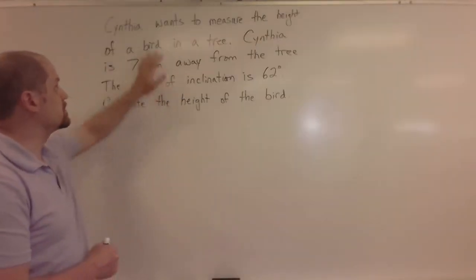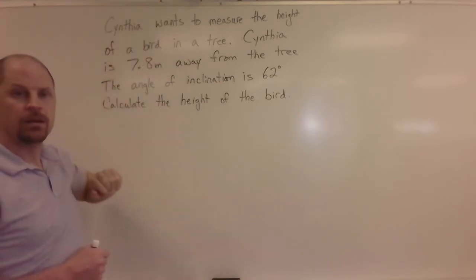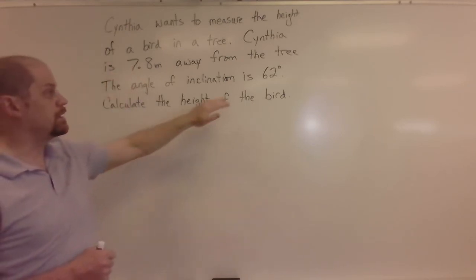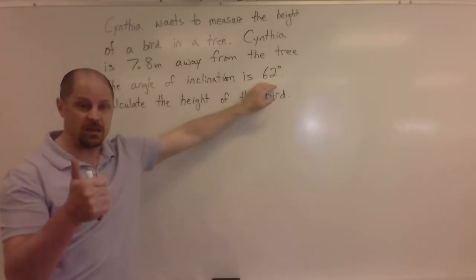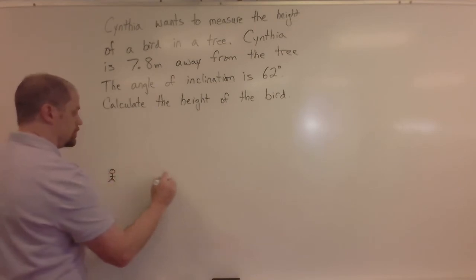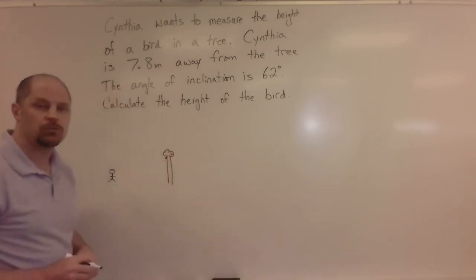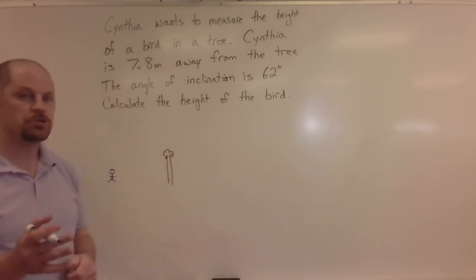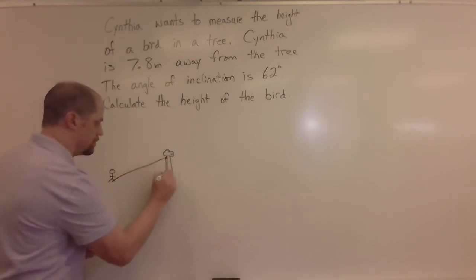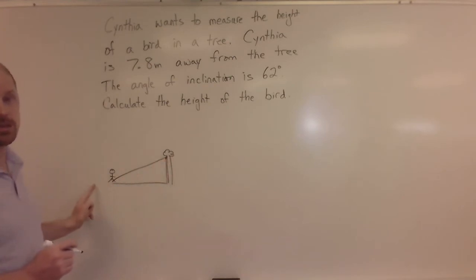So our next problem is Cynthia wants to find out how high the bird is in the tree. So we're told that she is 7.8 meters away from the tree and the angle of inclination is 62 degrees. So we've got Cynthia, we've got a tree. Let's draw a quick diagram. And we'll put the bird in the tree. So we're going to draw a triangle not to the tree itself, but to the bird. So we've got the ground, we've got the tree, and we've got Cynthia.